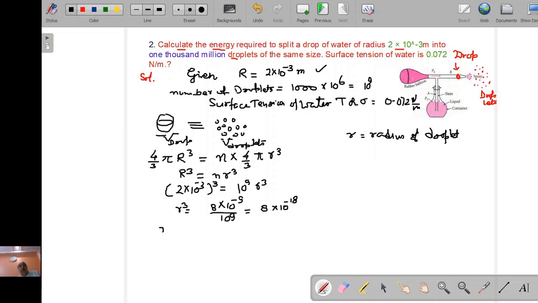So small r is equal to, we may find the cube root on both sides. The cube root of 8 is 2, into 10 to the power minus 6, since 1 by 3 of 18 is minus 6. So this is the radius of the droplet. Now we have to find the energy required. And we know the energy required, W, is equal to surface tension into change in area. We already found this equation.